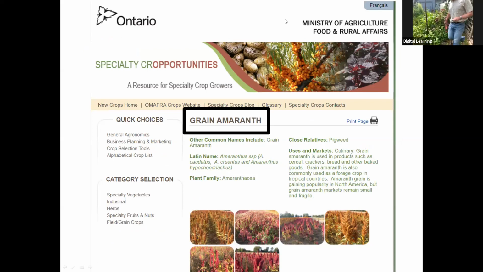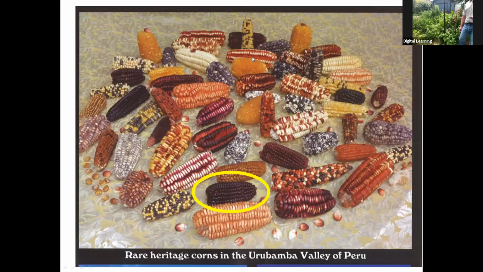So the next plant I'm going to talk about is corn. And in the first slide there, Chris, should have a huge diversity of corn in South America, although it was originally domesticated in Mexico. Rare heritage corns. And I've circled the kind that I'm growing, which is a black-seeded popcorn. And you don't need to look at my plants because they're pretty pathetic right now, but they'll get there by the end of the summer.